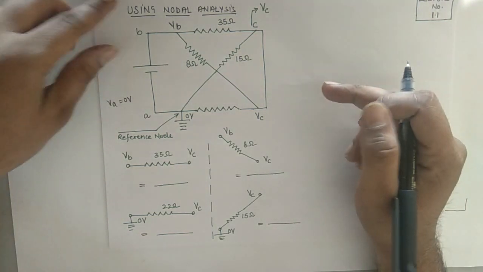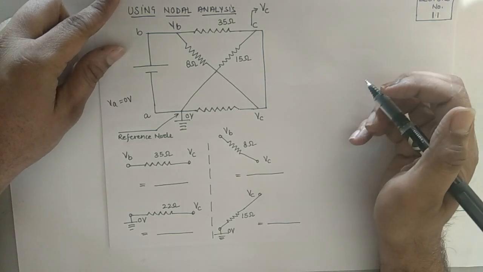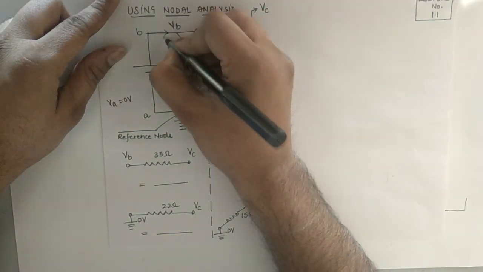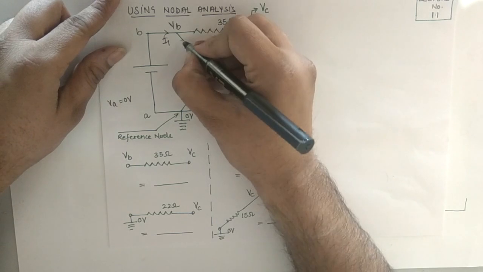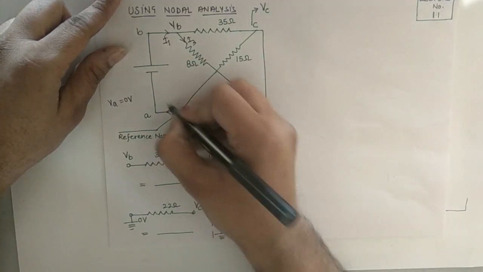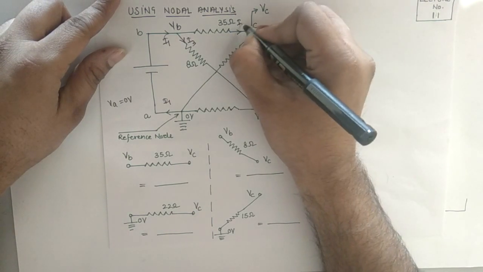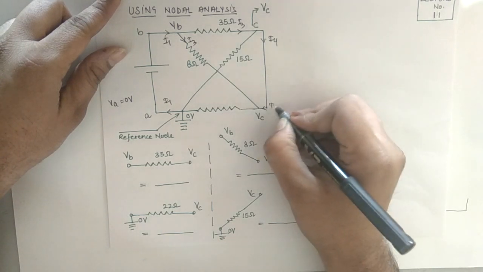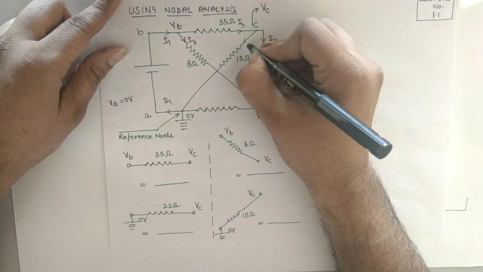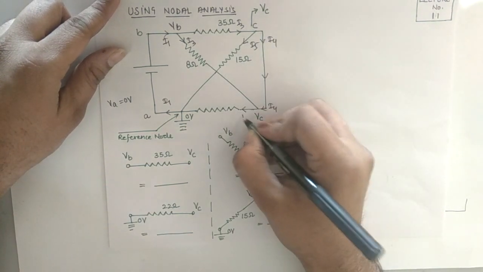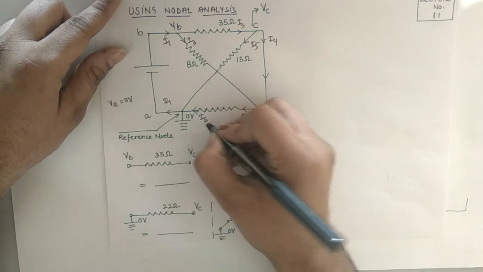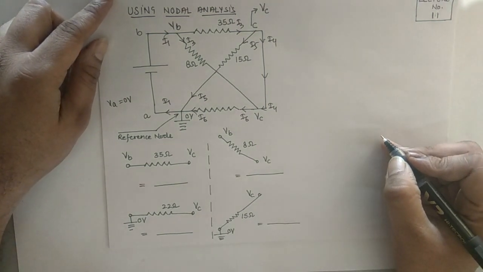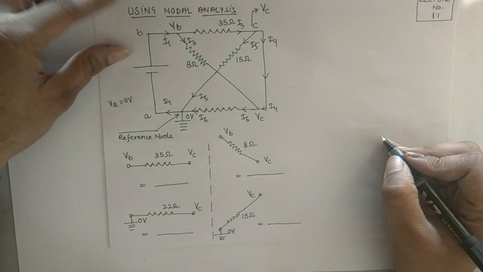After that, we consider current in an arbitrary direction at every node, meaning VB, VC and this reference node. So here let us say this is I1, this is I3, this is I3, and this is I4, and this is I5, this is I6. In this way we consider the distribution of current in different branches at the respective nodes.